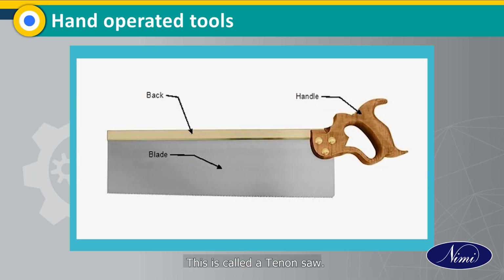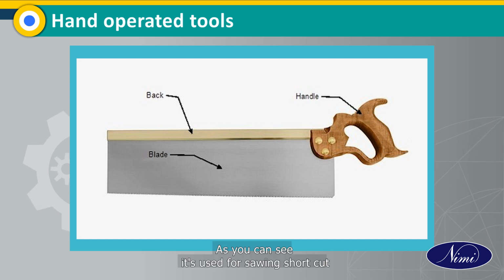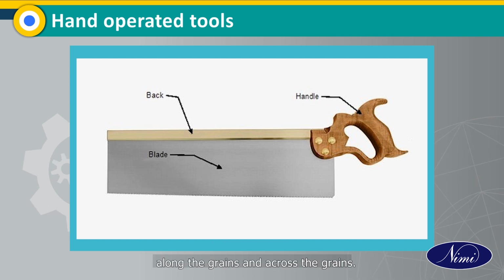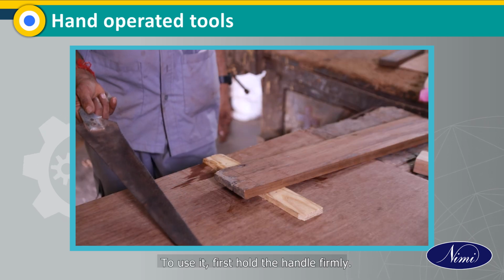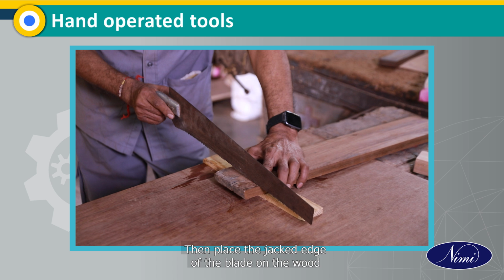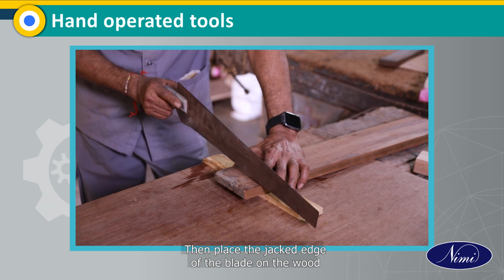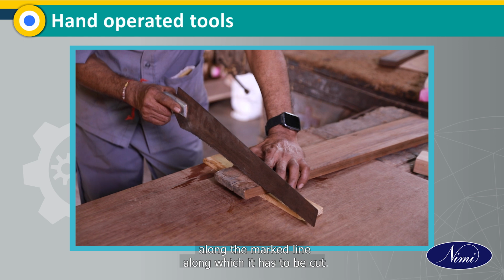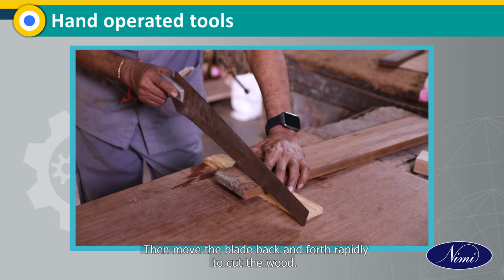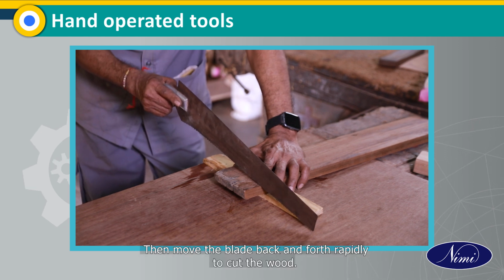This is called a tenon saw. As you can see, it's used for sawing short cuts along the grains and across the grains. To use it, first hold the handle firmly. Then place the jagged edge of the blade on the wood along the marked line along which it has to be cut. Then move the blade back and forth rapidly to cut the wood.